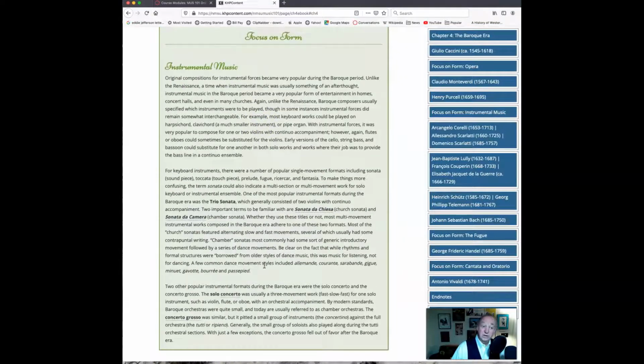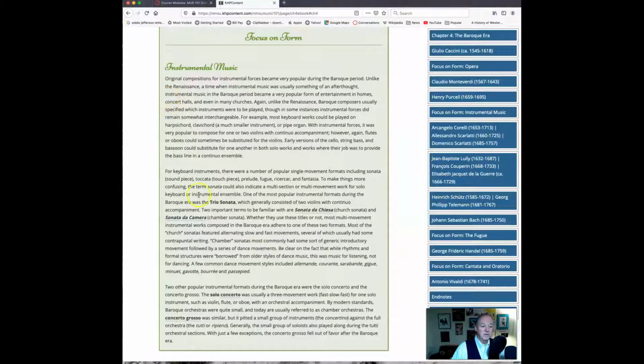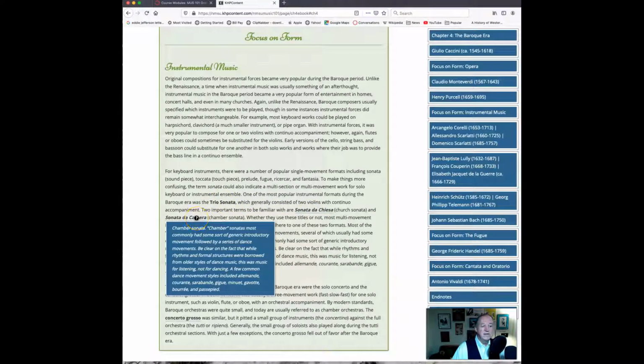Then we deal with a huge focus on form for instrumental music. We talk about the trio sonata, and there are two different types: the sonata di chiesa, the church sonata, the sonata da camera, the chamber sonata.